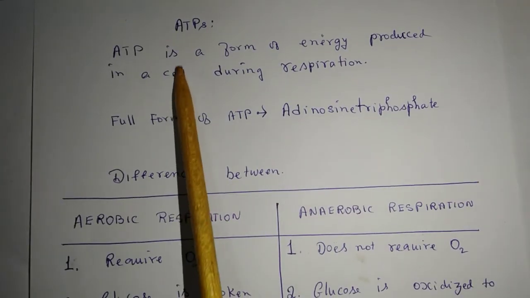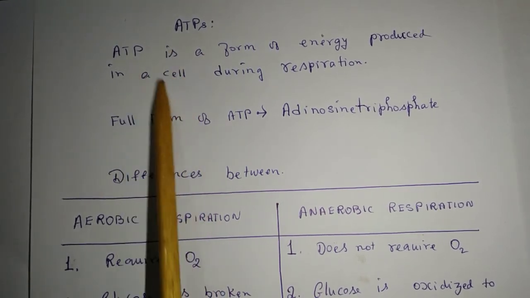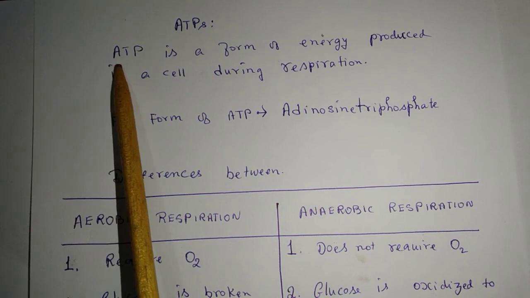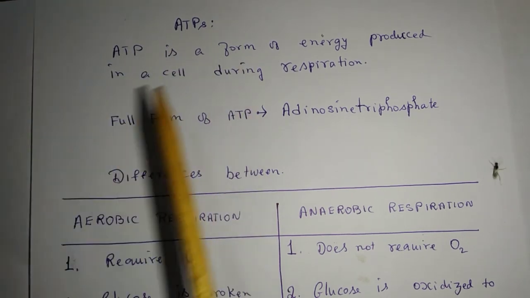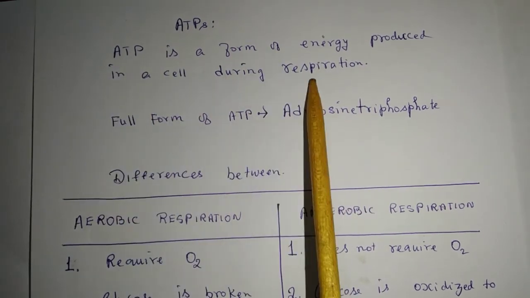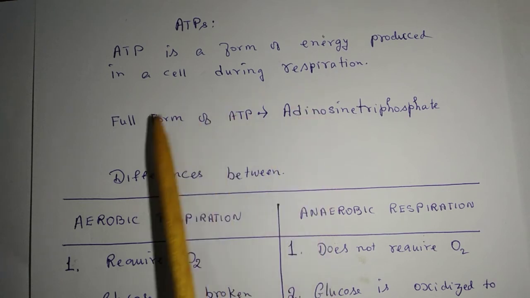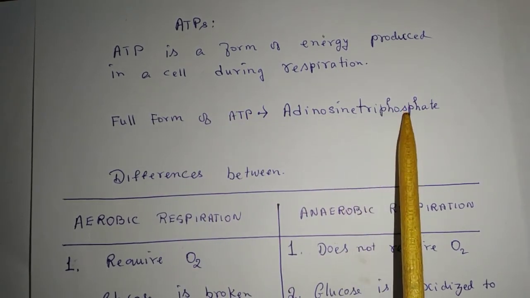We have been talking about ATP again and again. Now it's time for you to understand what this ATP is. As I explained before, ATP is a form of energy that is produced inside the cell during respiration, and the full form of ATP is adenosine triphosphate.